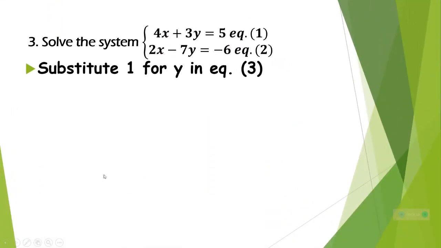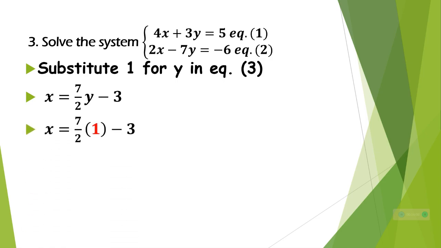So you are going to substitute that in our equation 3. So we have x equals 7 halves y minus 3. So you will have x equals 7 over 2 times 1 in place of y, minus 3, and you will obtain x equals 7 over 2 minus 3, and then you will obtain 1 half. Okay? Because 7 halves is also equal to 3 and 1 half. So 3 and 1 half minus 3 is 1 half.